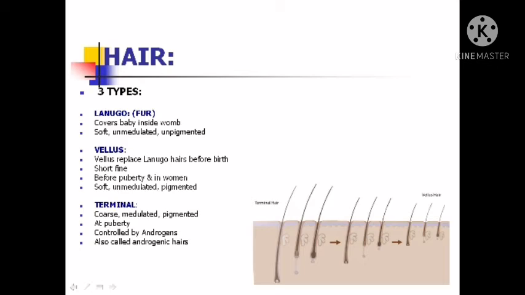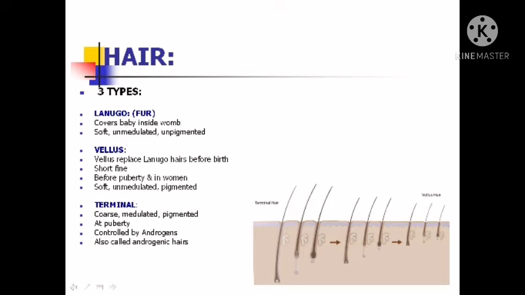Types of hair. Lanugo hair or the fur. These are present in the baby when the baby is in the uterus or in the womb. These are soft, unmedullated, and unpigmented.